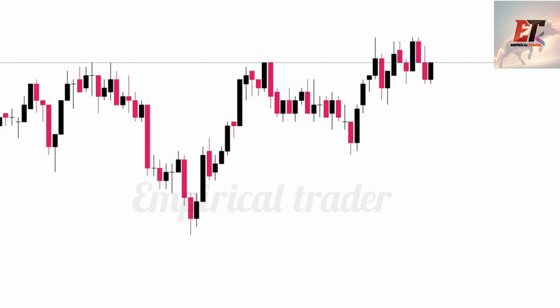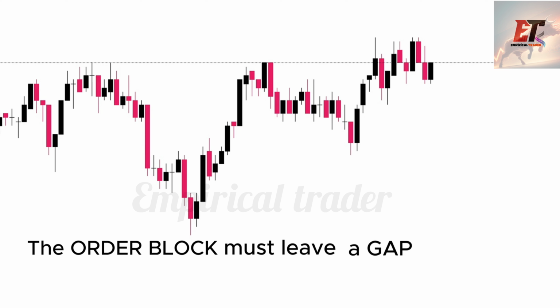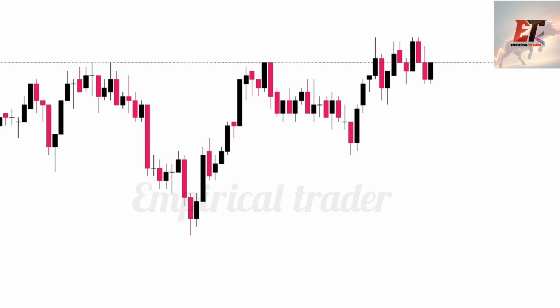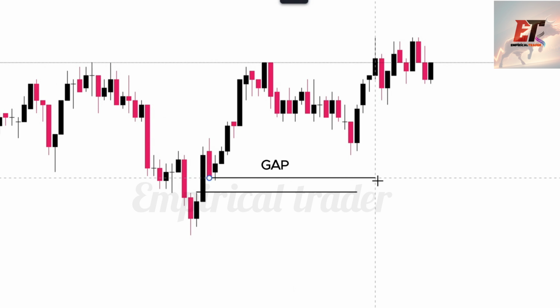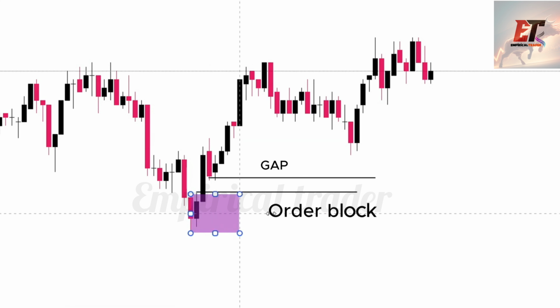The second rule is the order block must leave a gap as a market inefficiency indication above the order block. In this situation, we see the liquidity sweep and the gap above the order block. This combination indicates that institutions have left a significant inefficiency that they have to fill later on, and the order block being the institution's entry price that we want to follow.